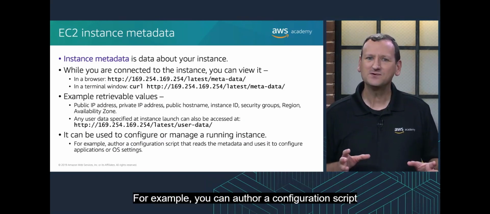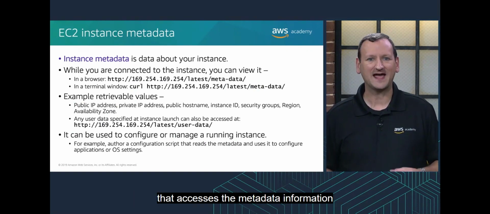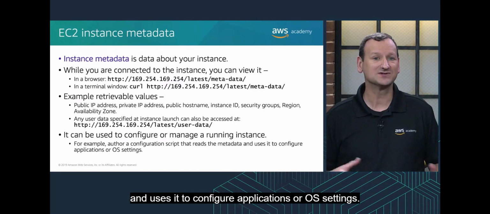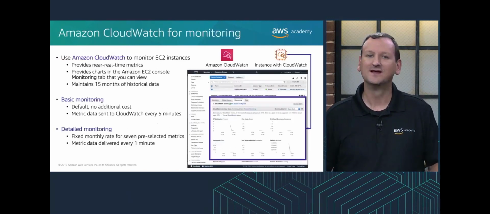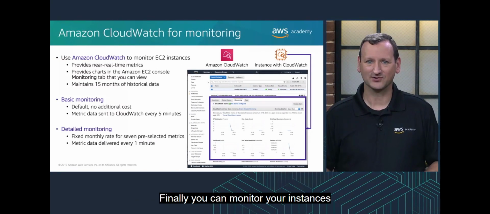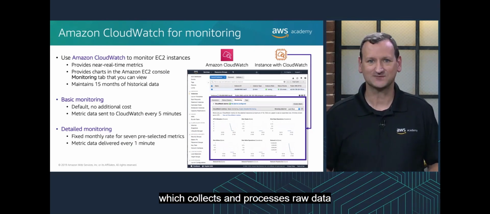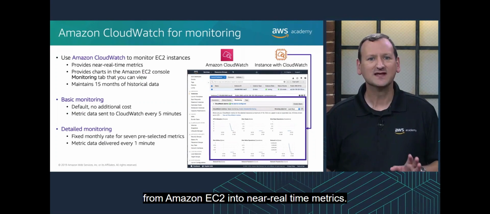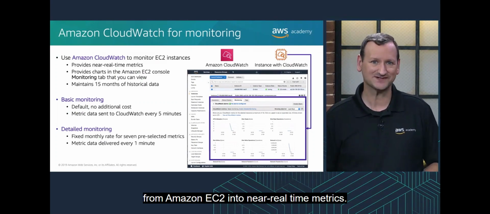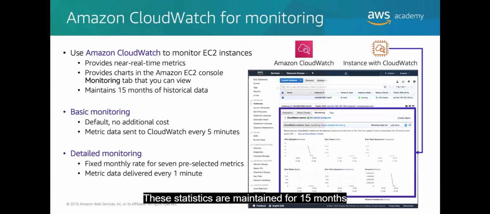EC2 instance metadata can be used to configure or manage a running instance. For example, you can author a configuration script that accesses the metadata information and uses it to configure applications or OS settings. Finally, you can monitor your instances using Amazon CloudWatch, which collects and processes raw data from Amazon EC2 into near real-time metrics. These statistics are maintained for 15 months, so you can access historical information and gain a better perspective on how your web application or service is performing.